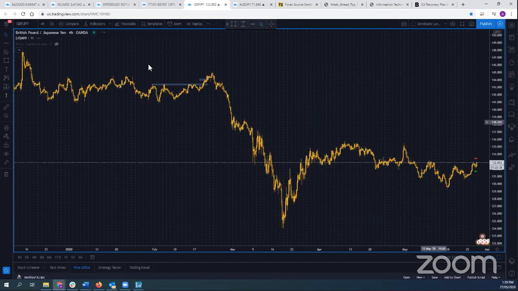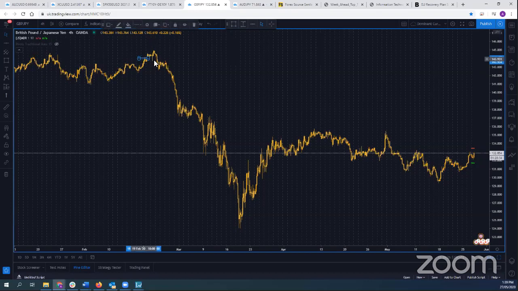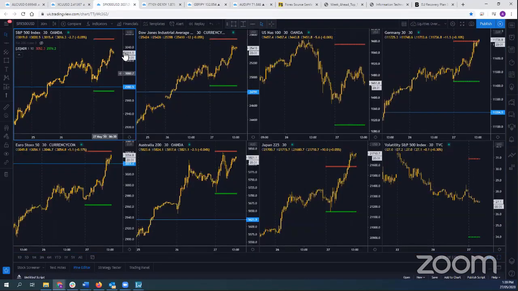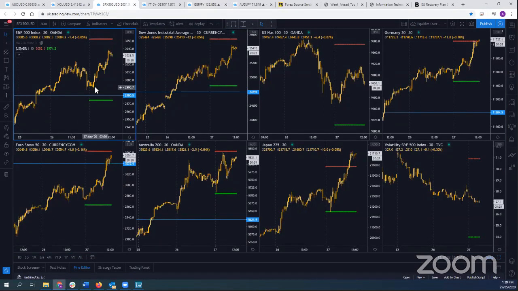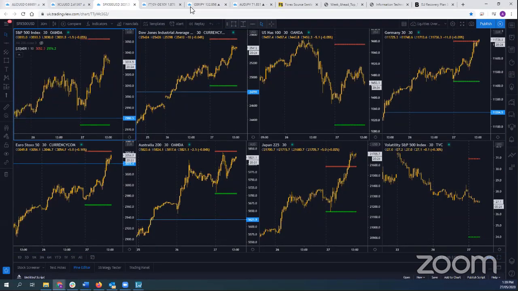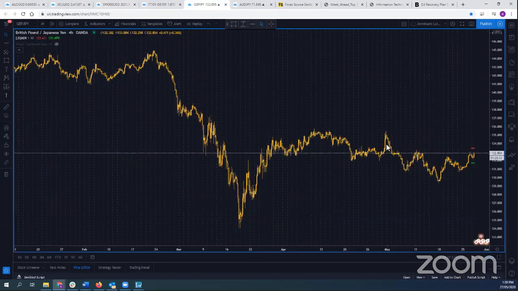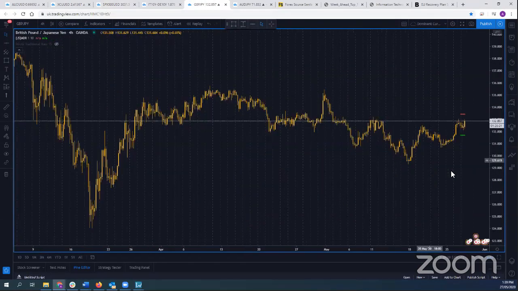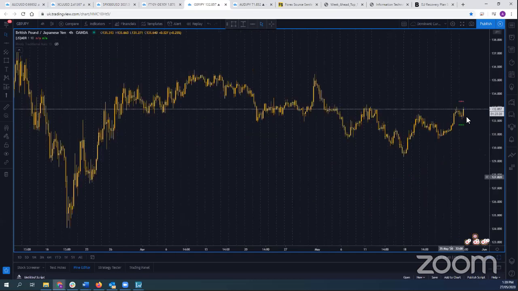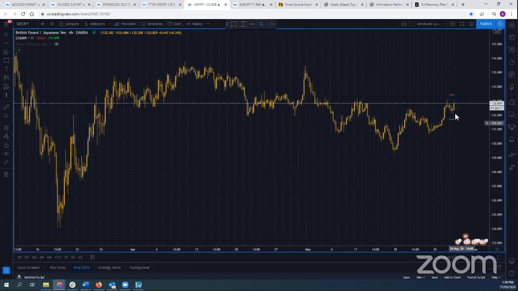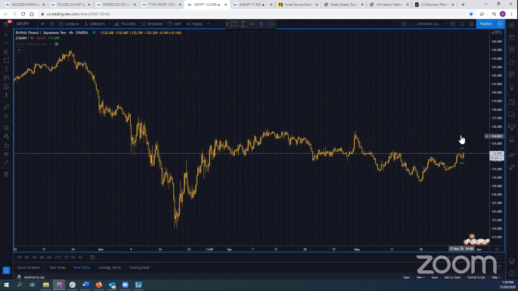So as long as equities continue their momentum to the upside, whether it's rightly placed or not, that's going to see further upside for something like the pound yen. So whether the pound is weak or not, the yen should stay pressured on the back of equities moving higher. So keep that in mind.